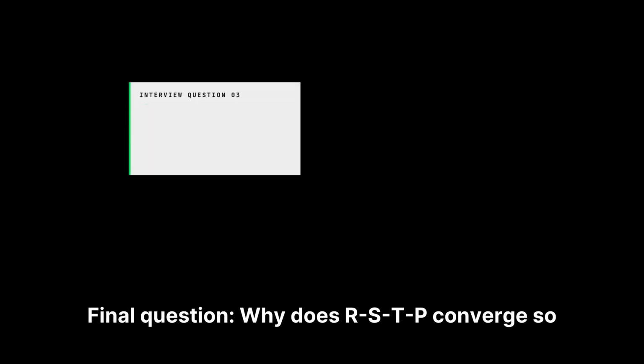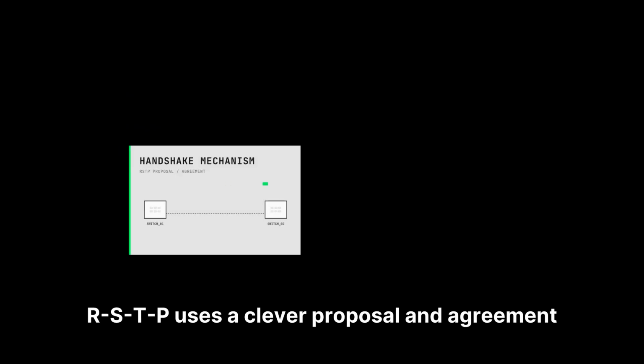Final question: why does RSTP converge so much faster than the classic version? RSTP uses a clever proposal and agreement handshake instead of waiting for passive timers. It also uses edge ports that forward instantly and keeps backup roles on standby to take over immediately if something fails. I hope this made spanning tree a lot clearer for you.